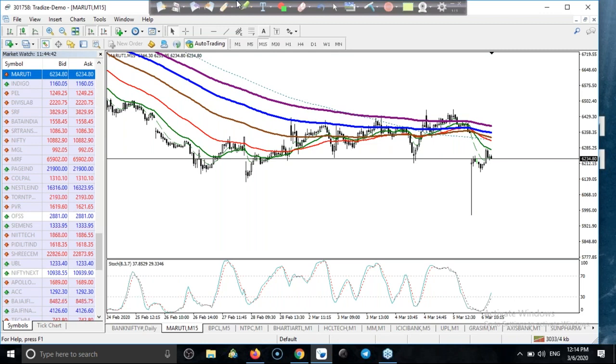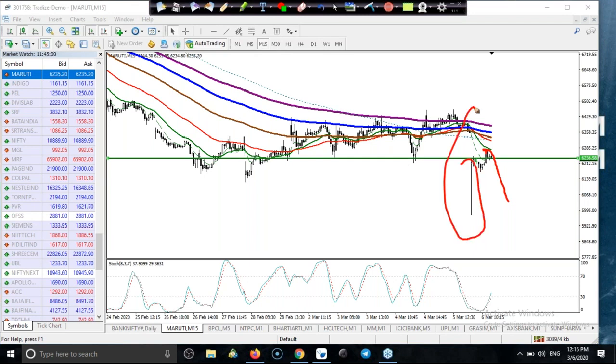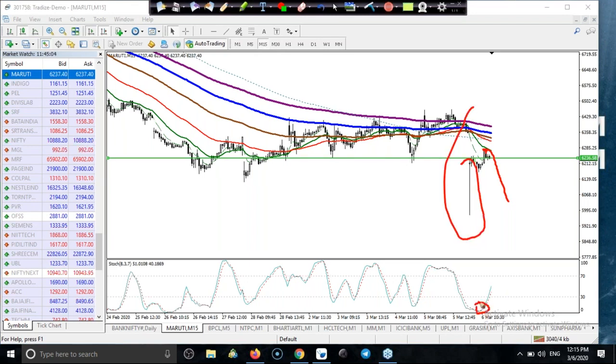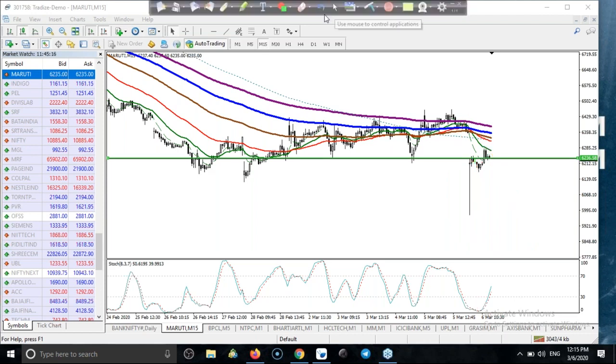Where is the resistance now? You can see we have seen multiple rejections in this area somewhere here, and price hit the moving average 20 and is pointing toward the upside. We have seen a big spike this morning, but stochastic is giving a buy signal, so it is probably going to retrace and sell the price down again. That is why we don't want to enter this market. So let me check the next one.